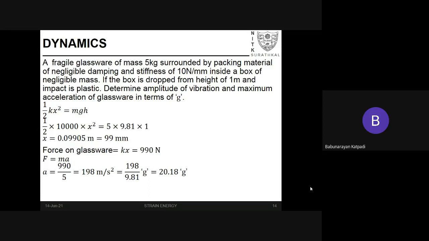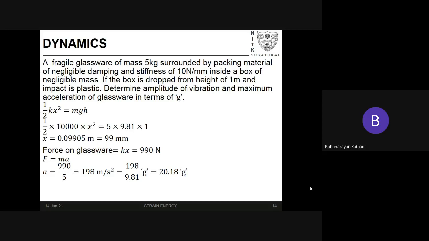Now the force on the glassware, once you know the displacement or the amplitude, K into X will give you the force. The force on the glassware, the action and reaction are equal and opposite. So Kx is the force on the glassware. K is known, and the displacement is known. K is 10,000 into 0.099. Will give you the force as 990 newton.